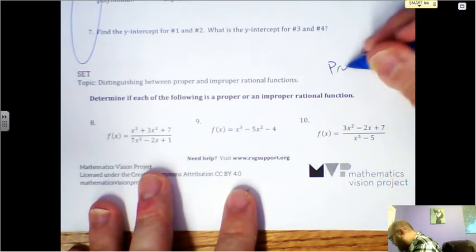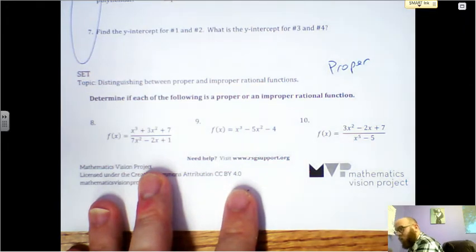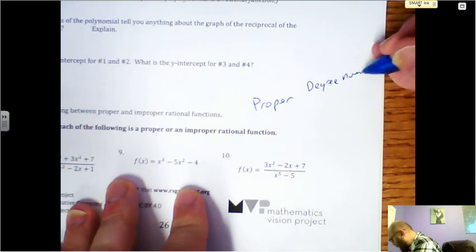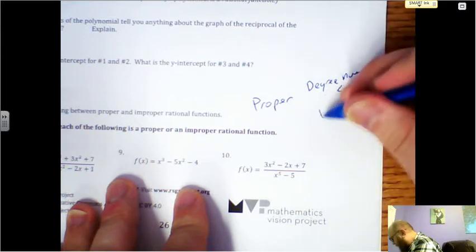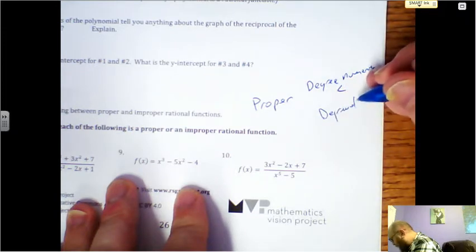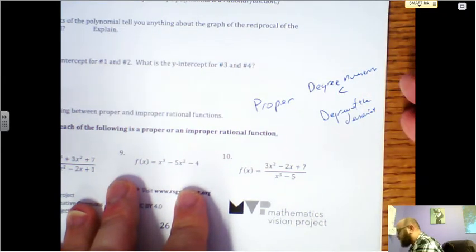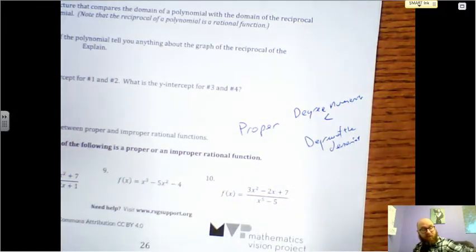A proper fraction, or in this case a proper rational function, is going to have the degree of the numerator less than the degree of the denominator. Okay, so if the degree of the numerator is less than the degree of the denominator, we're going to call it proper. If the opposite is true, if the degree of the numerator is larger than the denominator, then we're going to call that improper. So here, let me say degree.